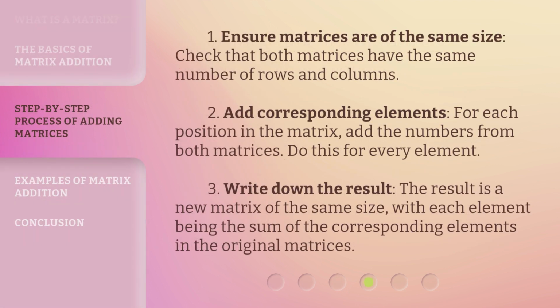1. Ensure matrices are of the same size. Check that both matrices have the same number of rows and columns. 2. Add corresponding elements. For each position in the matrix, add the numbers from both matrices. Do this for every element. 3. Write down the result. The result is a new matrix of the same size, with each element being the sum of the corresponding elements in the original matrices.